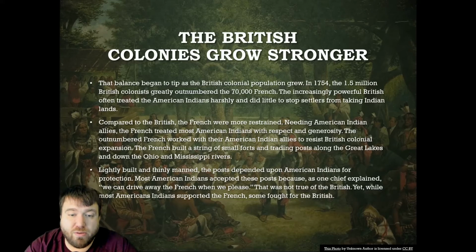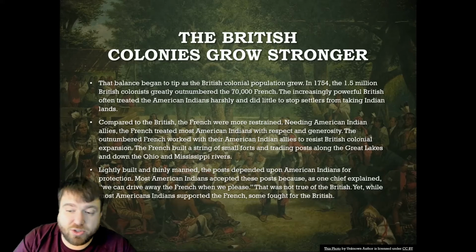The French built a string of small forts and trading posts along the Great Lakes and down the Ohio and Mississippi rivers. Lightly built and thinly manned, the posts depended upon American Indians for protection. Most American Indians accepted these posts because, as one chief explained, "We can drive away the French when we please." That was not true of the British.